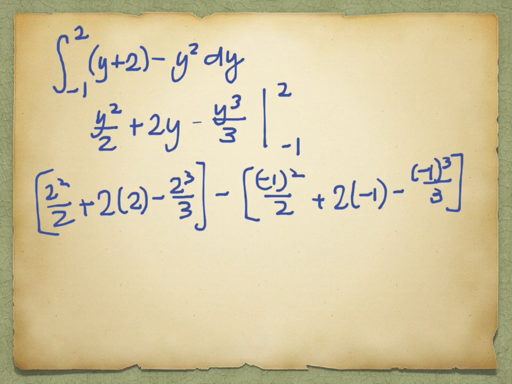All right, so what do we get from the first piece? Didn't re-simplify my first set of brackets. 2 plus 4 minus 8/3. So 2 plus 4 is 6. 6 minus 8/3 is what? 10/3. It is 10/3.